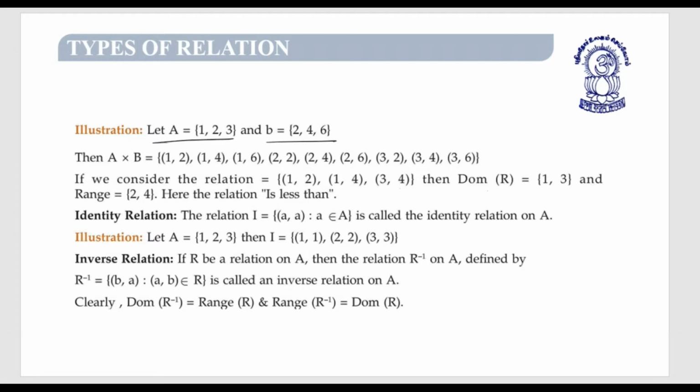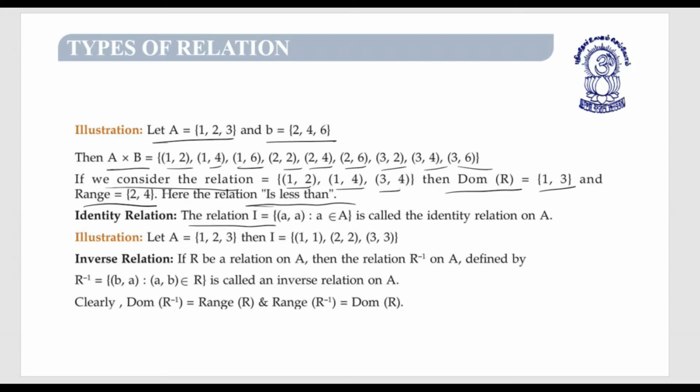Illustration. A = {1, 2, 3} and B = {4, 6}. Then A × B = {(1,2), (1,4), (1,6), (2,2), (2,4), (2,6), (3,2), (3,4), (3,6)}. If we consider the relation {(1,2), (1,4), (3,4)}, then domain R = {1, 3} and range = {2, 4}. Here the relation is "less than".